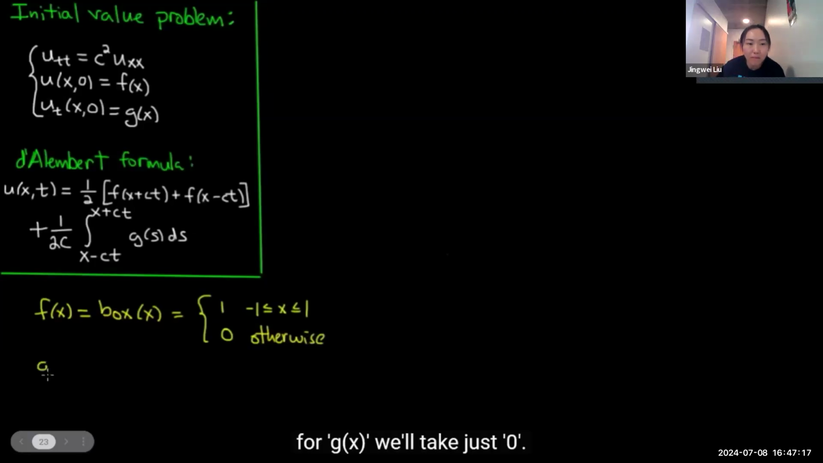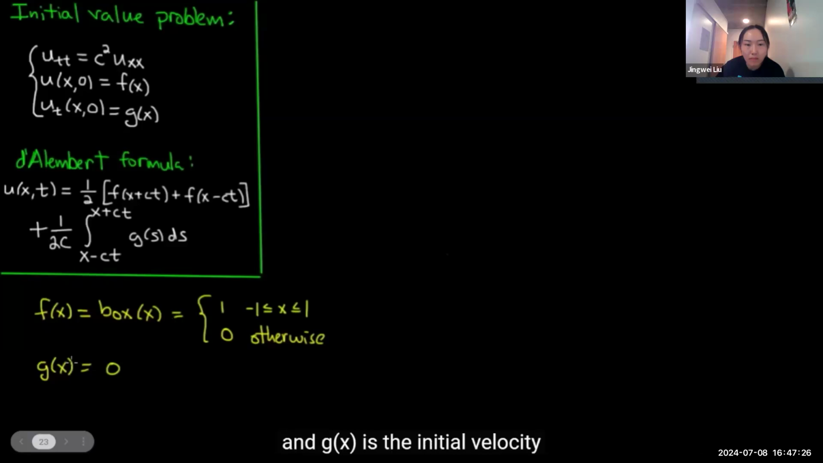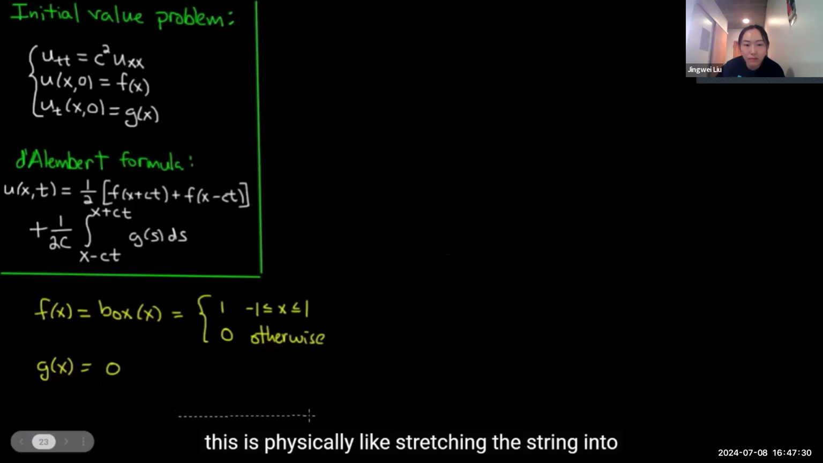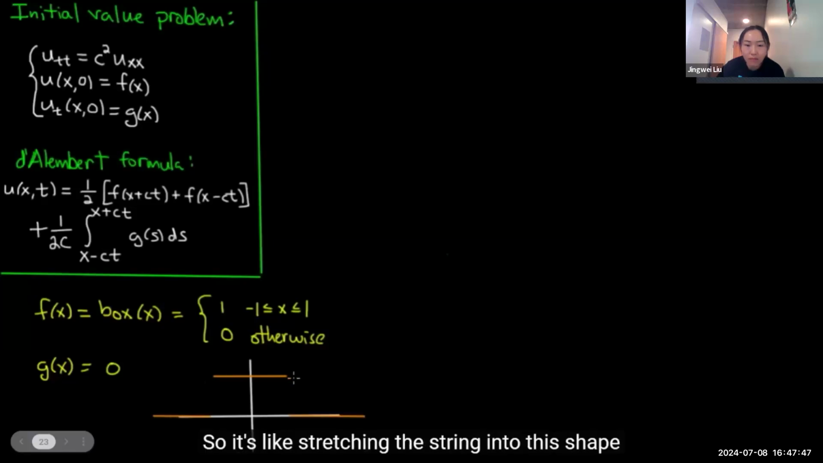For g, we'll take just 0. If you remember that f of x is like our initial position for the string, and g is the initial velocity, this is like physically stretching the string into the shape of a step function, which looks like this. It is 0 until it reaches the point -1, then it steps up to 1, and then it becomes 0 again. So it's like stretching the string into this shape.